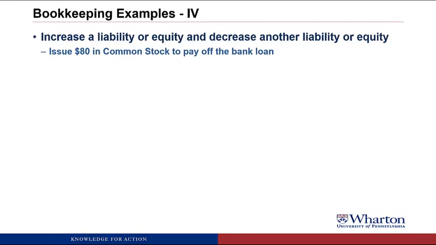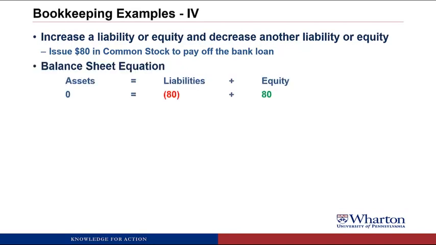Common stock is a stockholders' equity account going up by 80. The bank loan's a liability going down by 80. In the balance sheet equation, we'd have nothing on the asset side. Liabilities would go down for paying off the bank loan. Equity would go up for issuing the common stock.